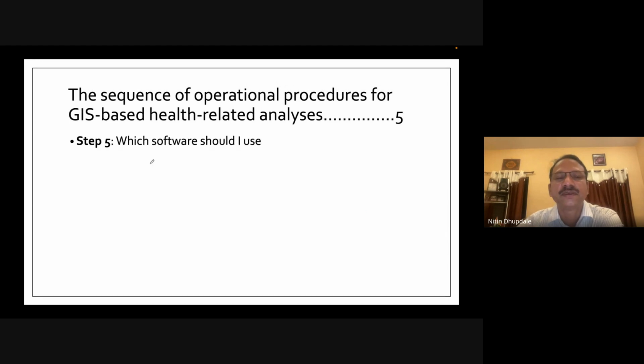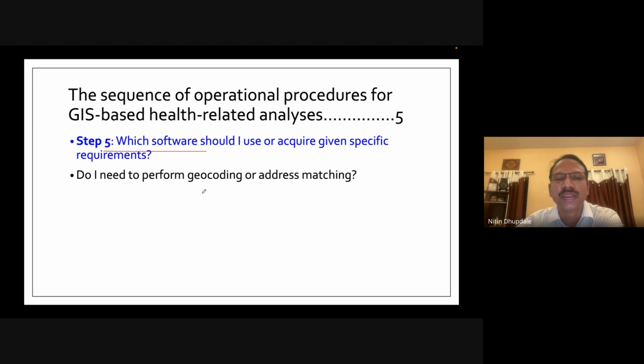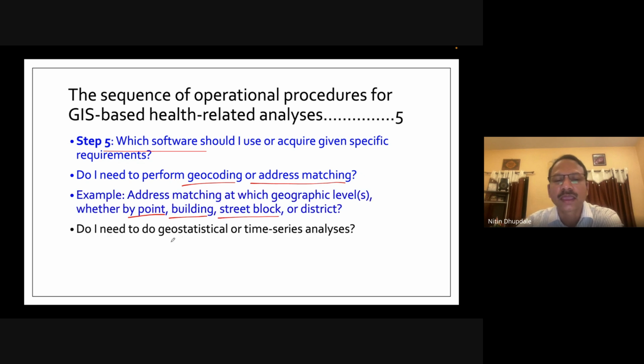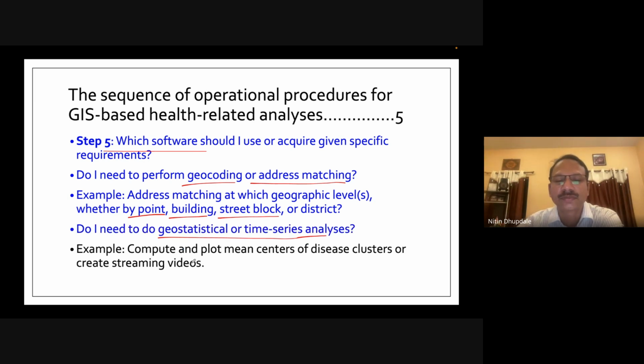Next step is which software you need to use, you have to understand which will suit your needs. Where you need to do geocoding, address matching is something important in GIS functionality, which is required. And how would you do the georeferencing, geocoding to the point or building or street block is important. And what kind of other analysis you have to do, you have to decide first. Then disease clustering we do.